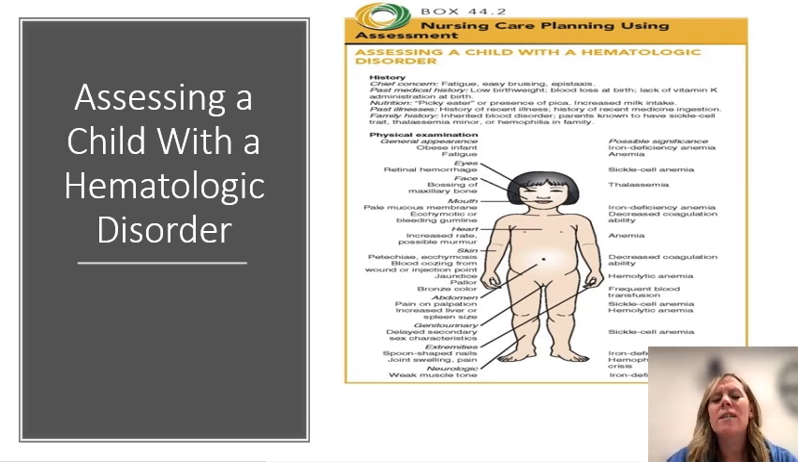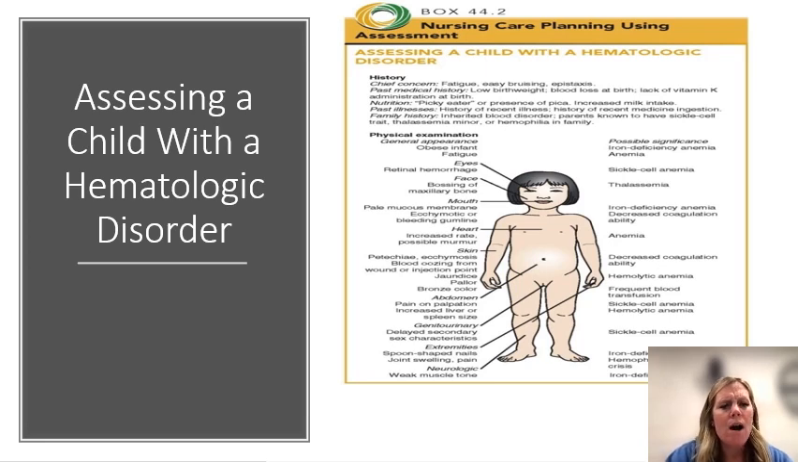Looking at a nutritional history, these kids generally tend to be what we call picky eaters, or they may have the presence of pica, where they're eating non-food-like items. They also like their milk intake, so they've got an increased milk intake with these kids. Looking at your family history, you want to look for any kind of genetic or family history of blood disorders within the family itself.